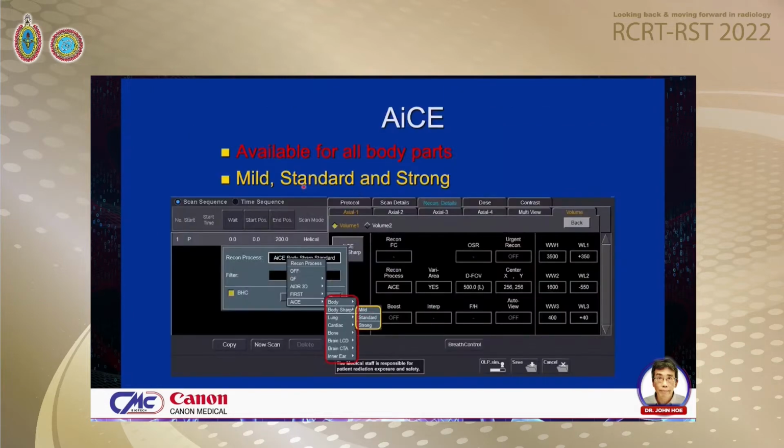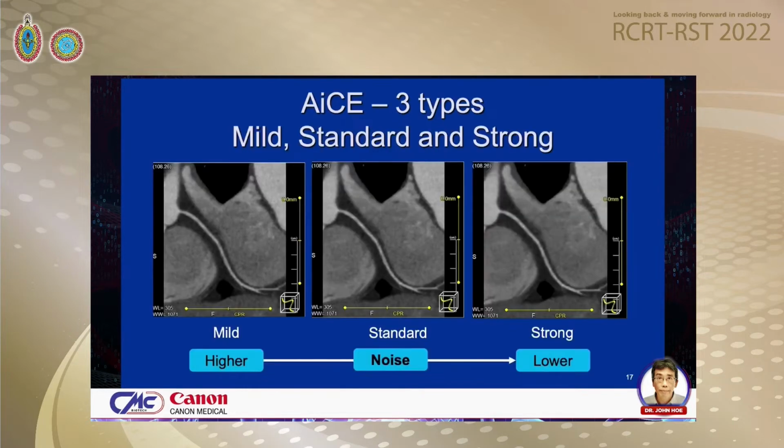The software comes, as I said, available for all body parts, including cardiac, and you can select what's called mild, standard, and strong. I won't go into this too much, but basically you can select mild, which has slightly higher noise, standard, and strong, which has slightly lower noise.